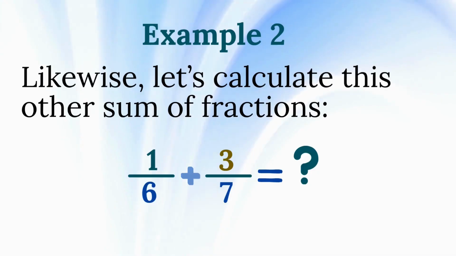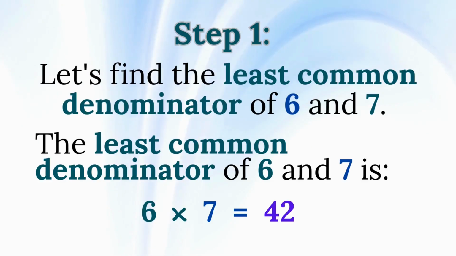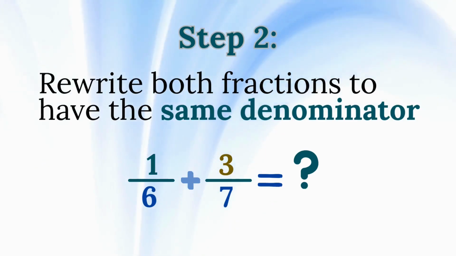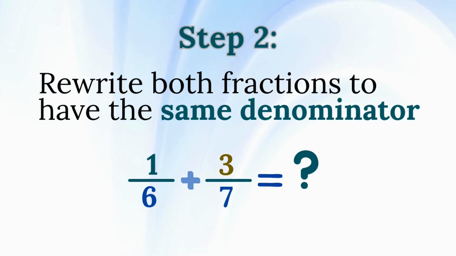Example 2. Likewise, let's calculate this other sum of fractions. 1 over 6 plus 3 over 7 equals what? Step 1. Let's find the least common denominator of 6 and 7. The least common denominator of 6 and 7 equals 6 times 7, which equals 42. Step 2. Rewrite both fractions to have the same denominator.